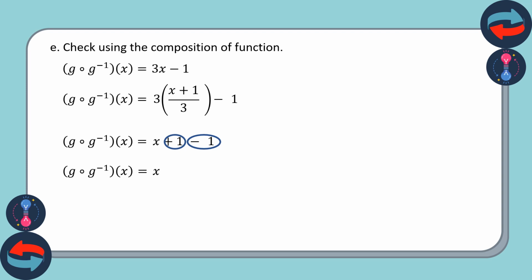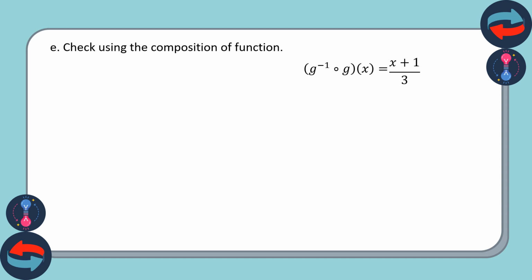This time, let's try to solve for the inverse of g circle g of x, which is equal to (x plus 1) all over 3. We now replace all x by 3x minus 1. So our function is equal to (3x minus 1 plus 1) all over 3.